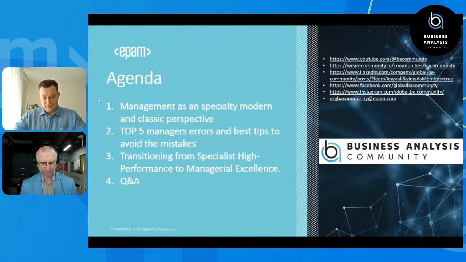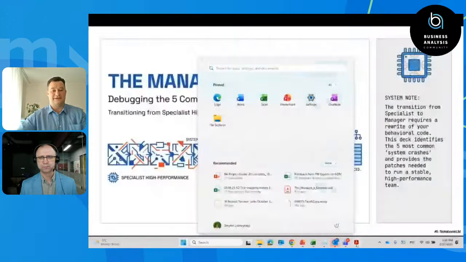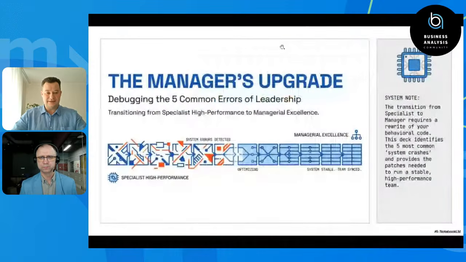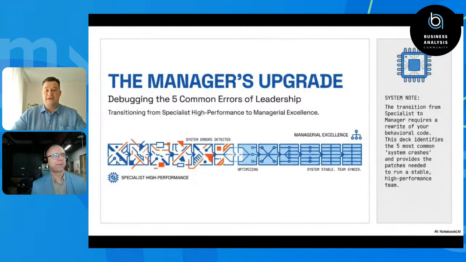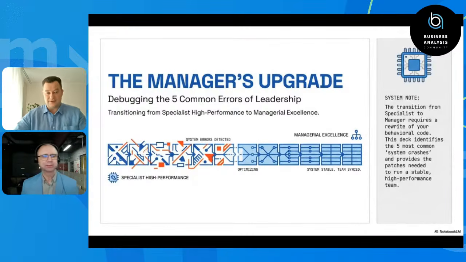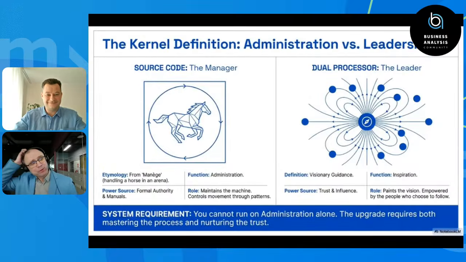So let me switch to our presentation. First of all, I think we need to start from the definition, and we're going to think together. Dmitry, what are the key characteristics of a real manager in your opinion, and what is the difference between a great practitioner and a manager? Well, okay, you're absolutely right, Dima.